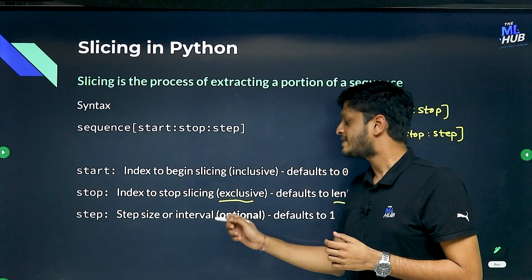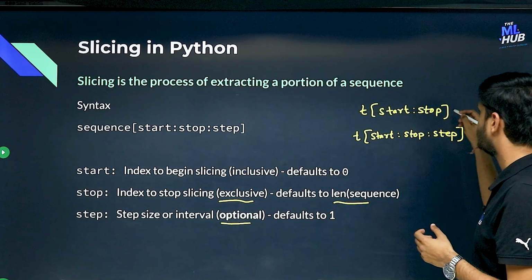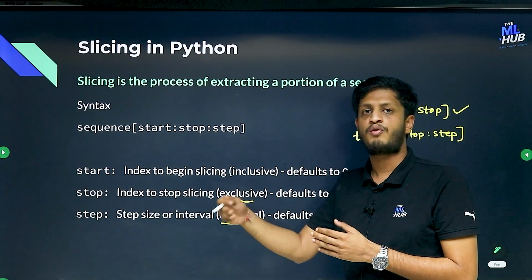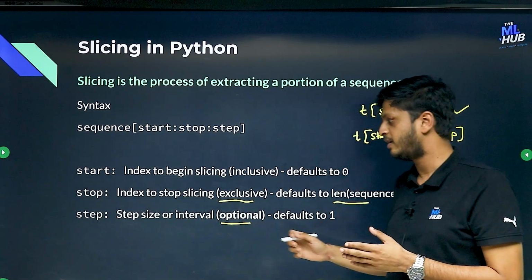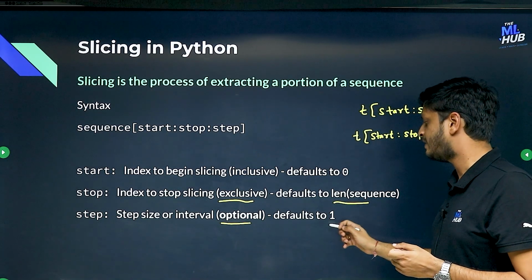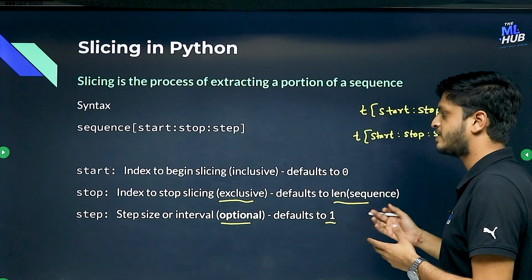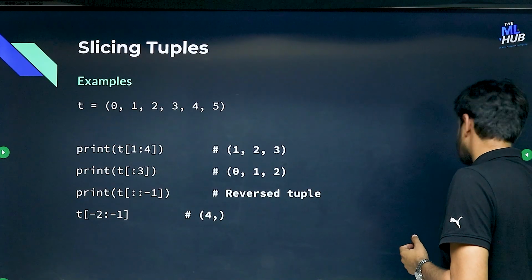And step size is optional because you can skip it as well in this. It is the step size, like how many elements we want to skip before going to the next element, okay? So its default value is 1, which means we are taking all the elements, okay? So this is what start, stop and step are. Now let's look at an example.